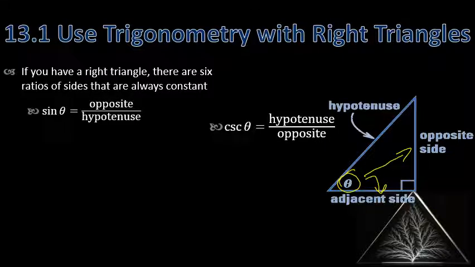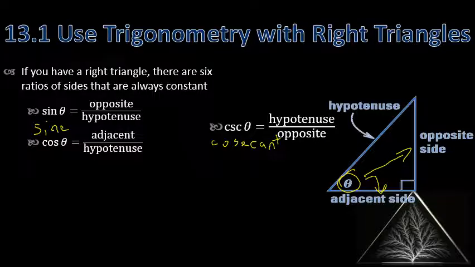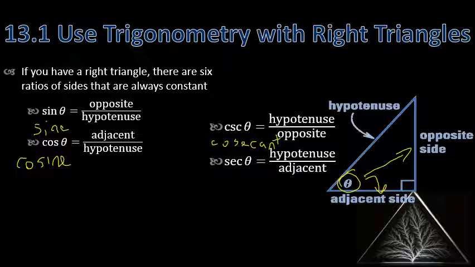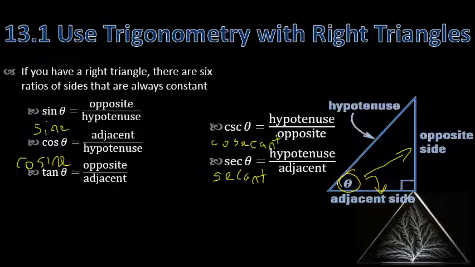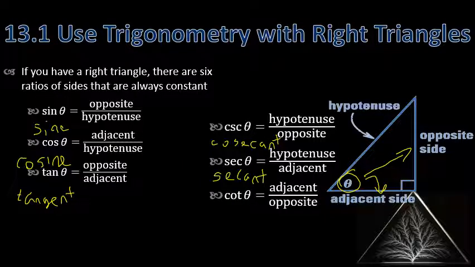So these are abbreviations. They're not sin. It is sine, S-I-N-E. This is cosecant. This is cosine. It's adjacent over hypotenuse. Secant. Hypotenuse over adjacent. We have tangent, so opposite over adjacent, and cotangent is adjacent over opposite.